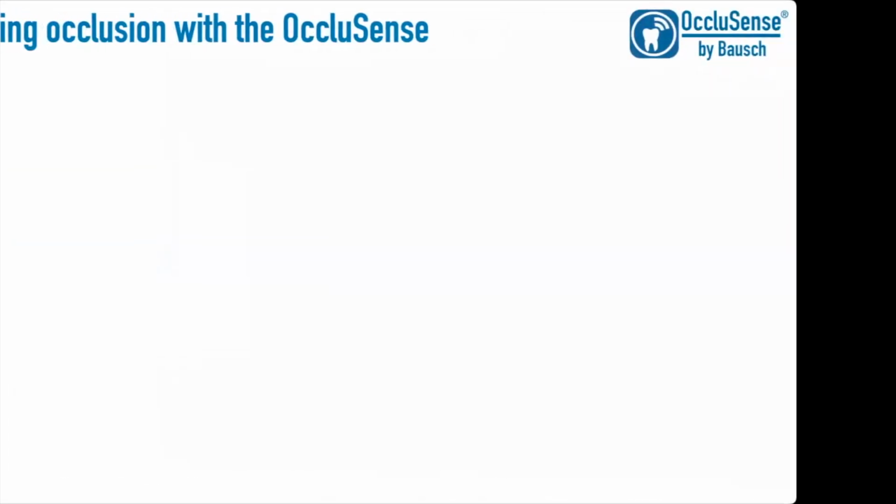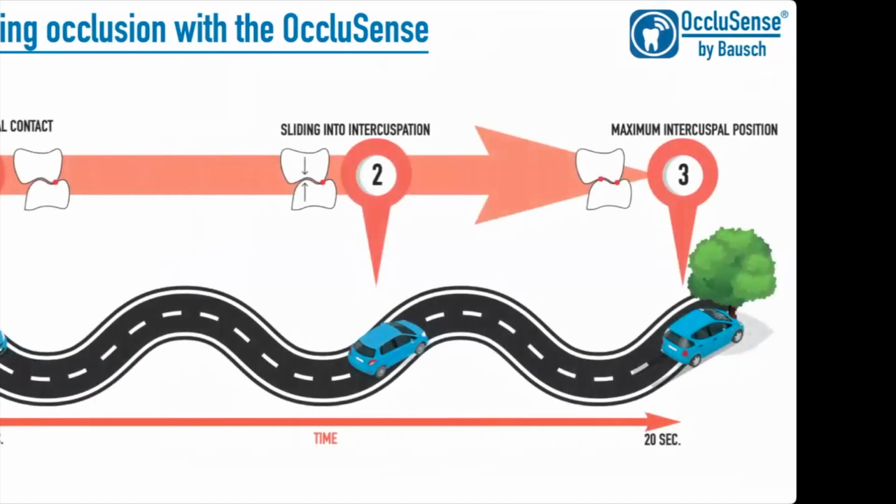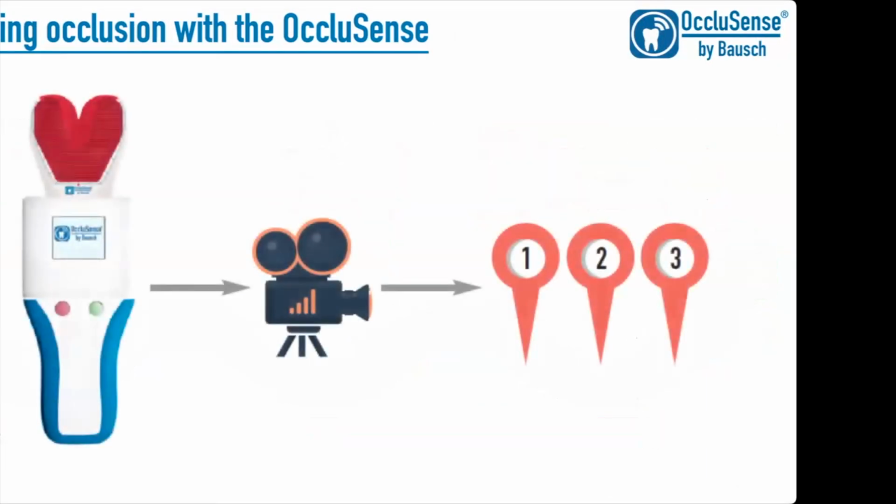With OccluSense, however, you have the opportunity to check occlusion over a period of time. So you have the ability to look at the initial contact, anything that's happening in between, and also see the final position. Therefore, with OccluSense, you have the opportunity to take a video over an amount of time.